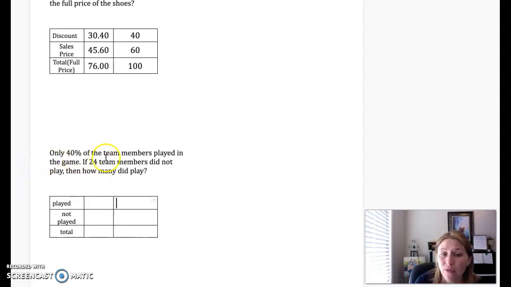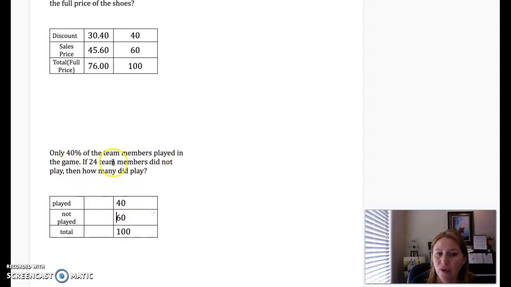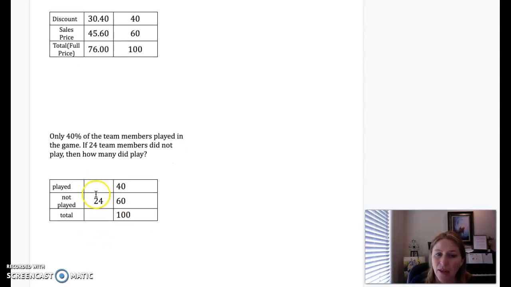This one, it says only 40% of the team members played in the game. So of our percentages, we're going to write 40. We know the total for percent is always 100. Okay, so then not played would be 60. Okay, so we have those percentages given. Now it says if 24 team members did not play, how many did play? So they gave me right here the not played. So the 60% is what they gave me. And then they're asking for this piece right here, how many played.